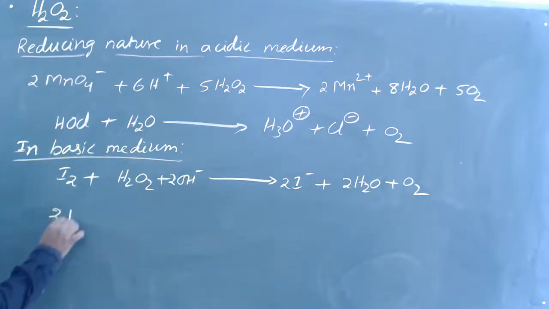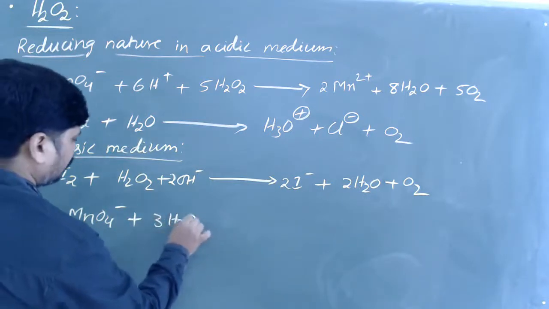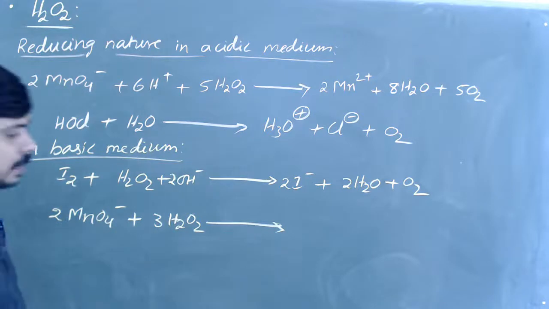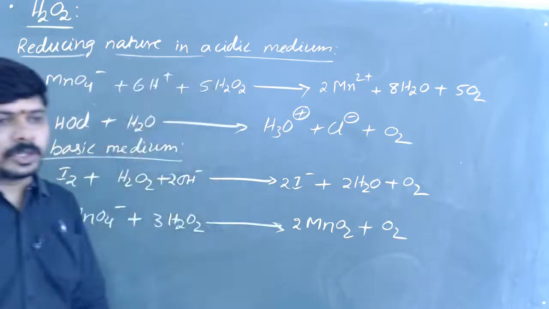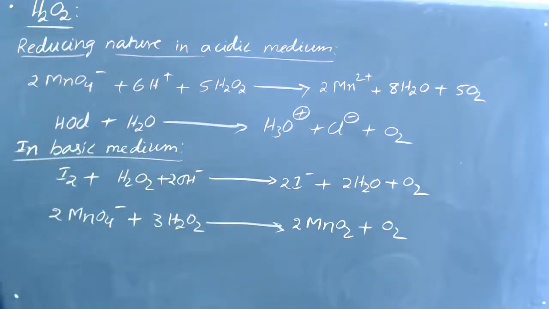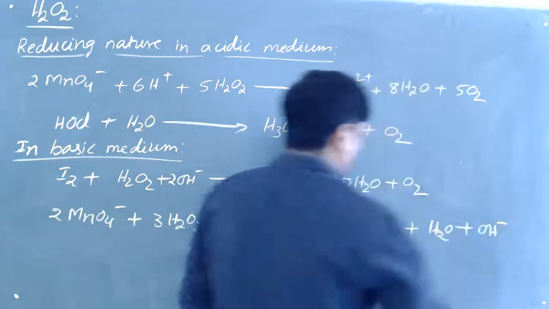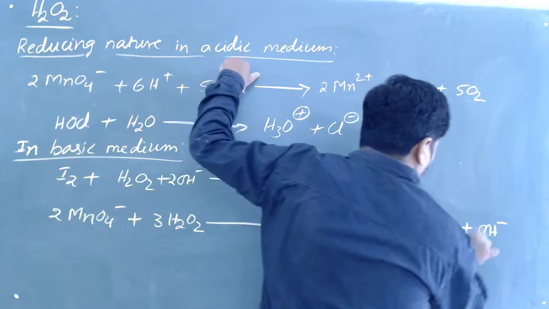If you take the permanganate, this permanganate is also converted in presence of basic medium. So what happens? I said it gets converted to Mn4+. So we get manganese oxide, and oxygen liberation takes place, and also we get H2O. So this is the way the basic medium reduction takes place, and this is for the acidic medium and the basic medium.